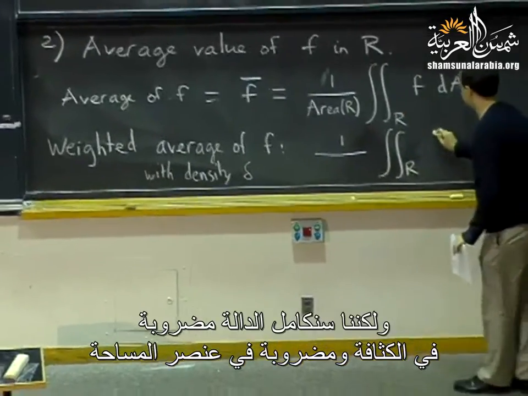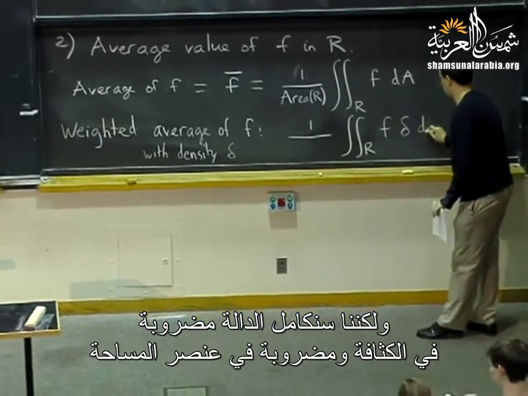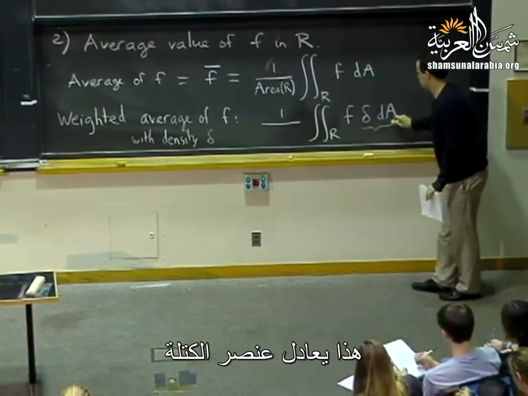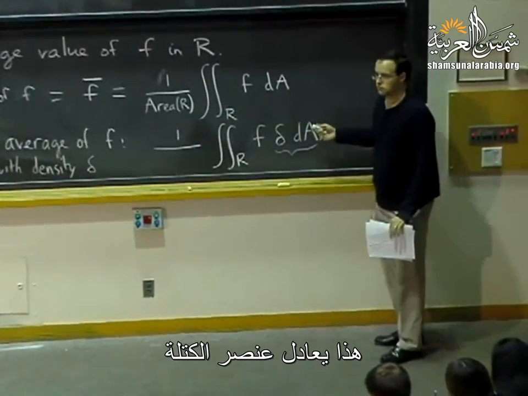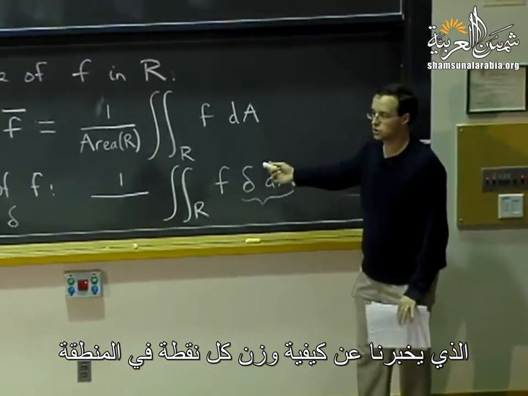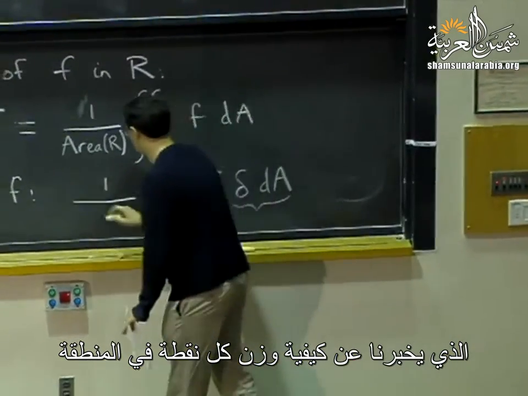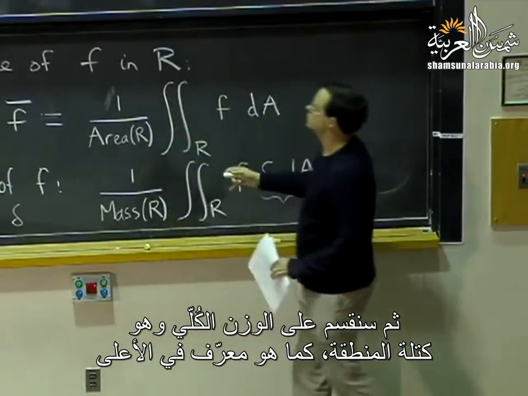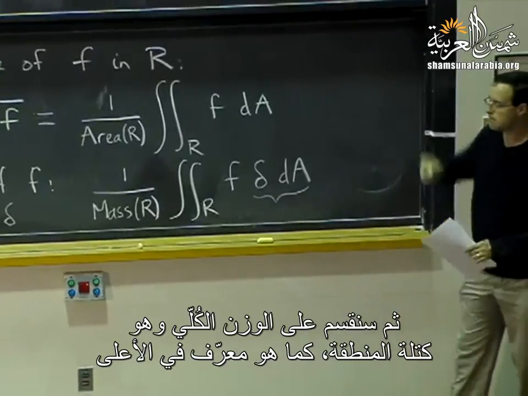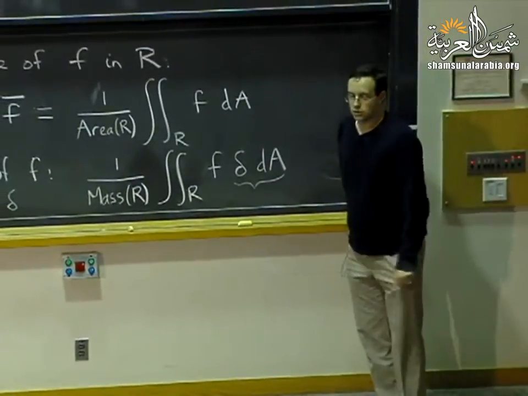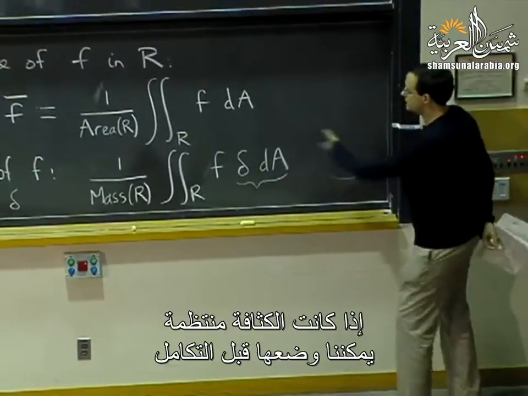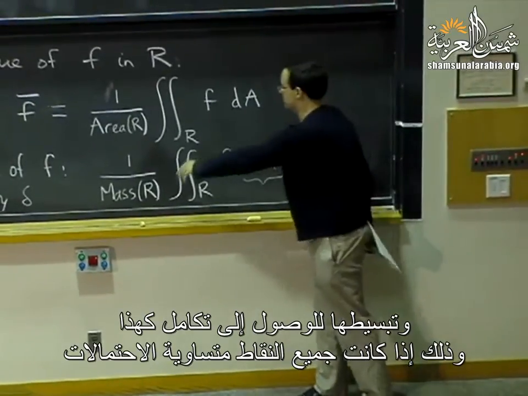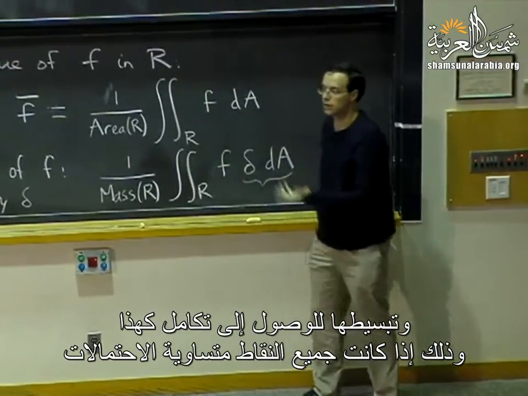But what we will take is the integral of the function times the density times the area element. Because this would correspond to the mass element, telling us how to weight the various points of our region. And then we would divide by the total weight, which is the mass of the region, as defined up there. Okay? So, if the density is uniform, then of course the density gets out and you can simplify and reduce to that if all the points are equally likely.